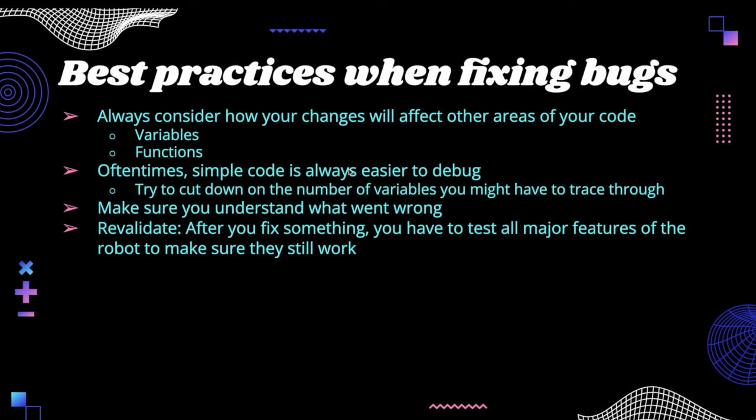The last thing you want to make sure you do is revalidate your code. So after you fix anything, test all major features of the robot to make sure that they still work. You never want to put in a fix that fixes one part, but at the cost of ruining another part.